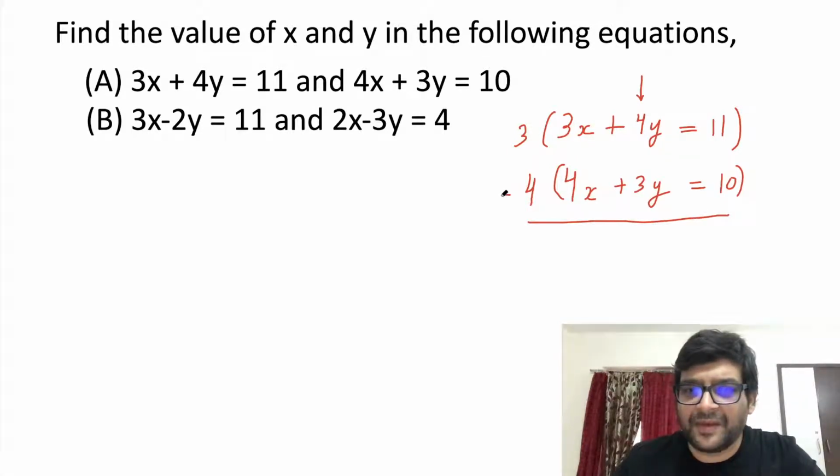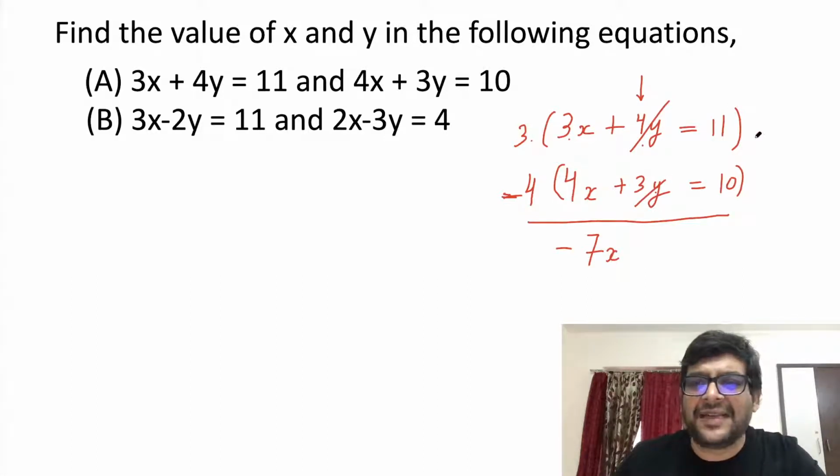What will I get if I subtract it? 3 into 3x is 9x, 4 into 4x is 16x, so 9x minus 16x comes out as minus 7x. 4 into 3y is 12y, 3 into 4y is 12y, and 4 into 3y is also 12y. So this will get cancelled.